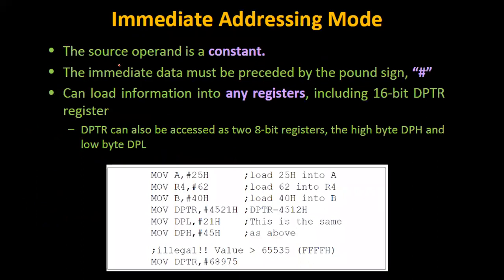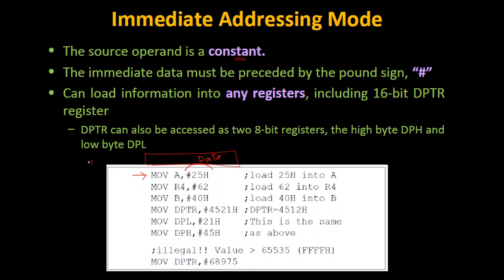Immediate addressing mode में अगर हम देखें तो source operand is a constant. यानी instruction के साथ ही आपके पास जो है वो data available है. So in this case, for example, this instruction is being saved somewhere. MOV A, #25H. इसका मतलब है कि this is the data and it is saved or encapsulated within the instruction.